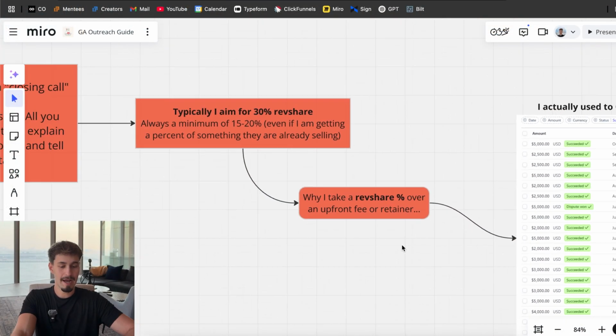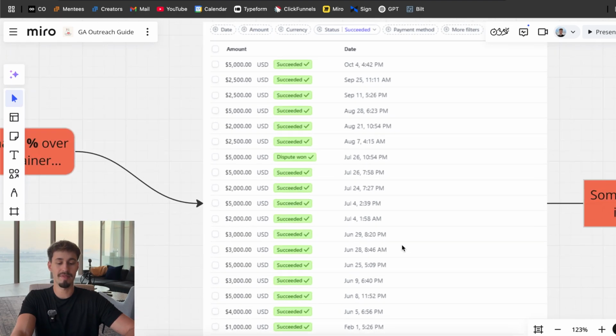That's also because I know what to look for. I know what kind of creators are gonna print. So I know when I look at a creator, like, this creator is gonna make money. And I have a system I'm about to show you as well for if I'm unsure what to do about that. So I actually used to only charge upfront fees.